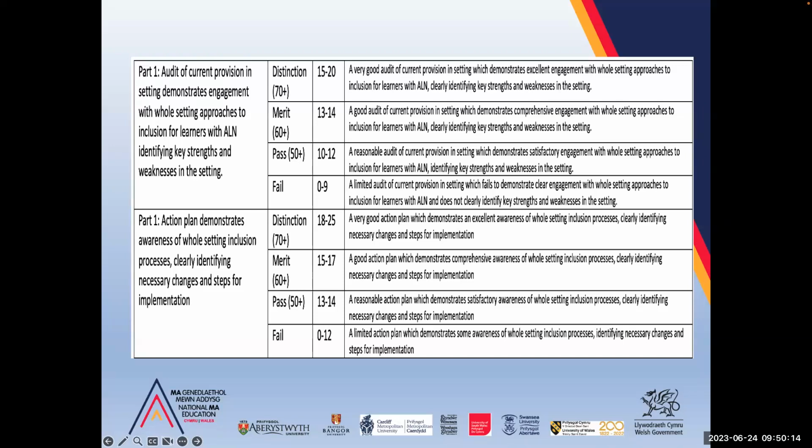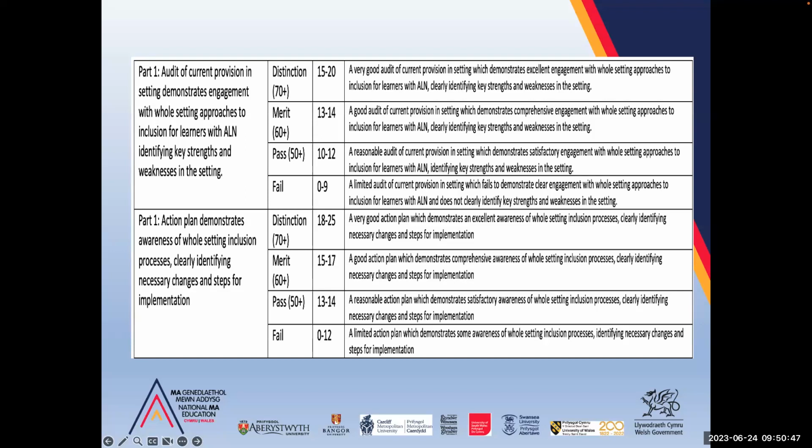And then part 2, the action plan demonstrates awareness of whole setting inclusion processes, clearly identifying necessary changes and steps for implementation. So that's that final part on the grid. So there's up to 25 marks available for that final part on the grid, where you demonstrate how you're going to implement those next steps, and you're drawing on the current literature to support what you're saying.